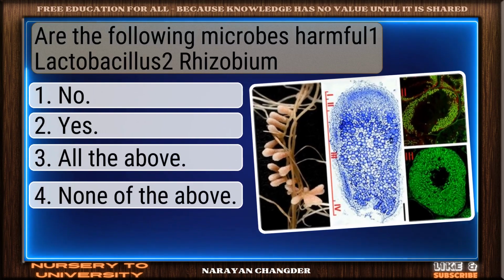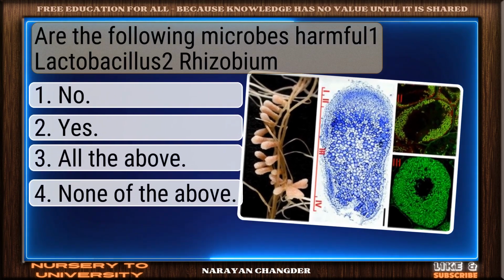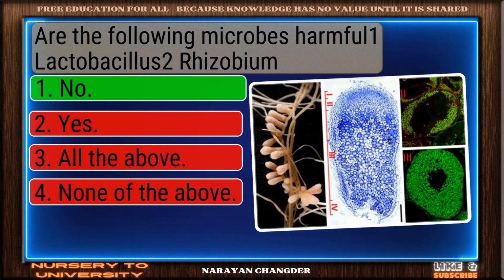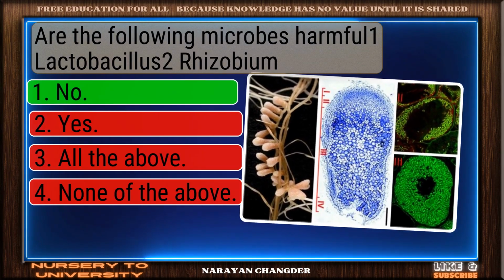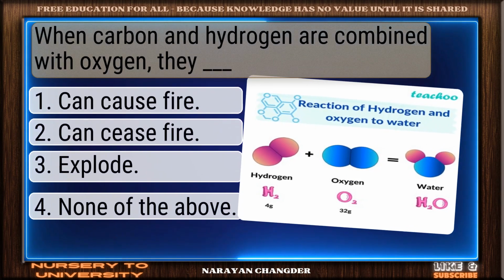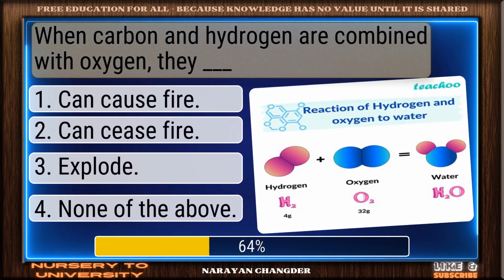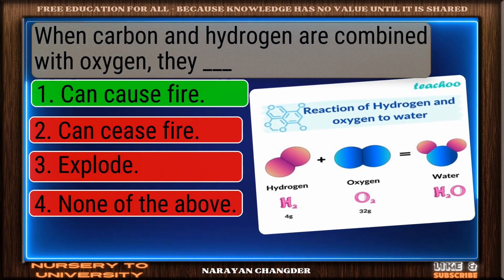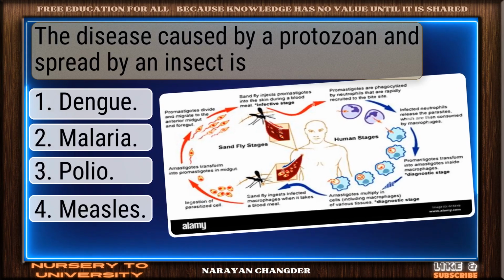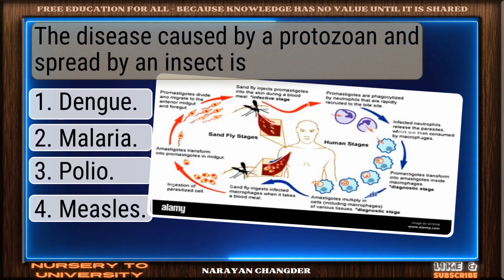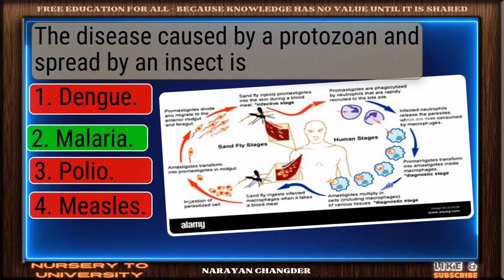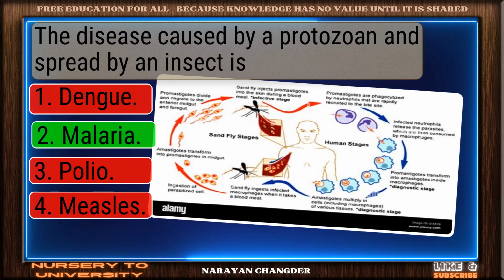Are the following microbes harmful? 1. Lactobacillus. 2. Rhizobium. Clear logic. Your choice, no, is sound and 100% true. When carbon and hydrogen are combined with oxygen, they dash. Excellent choice. Can cause fire is the right answer. The disease caused by a protozoan and spread by an insect is... Perfect. Malaria is the correct choice.